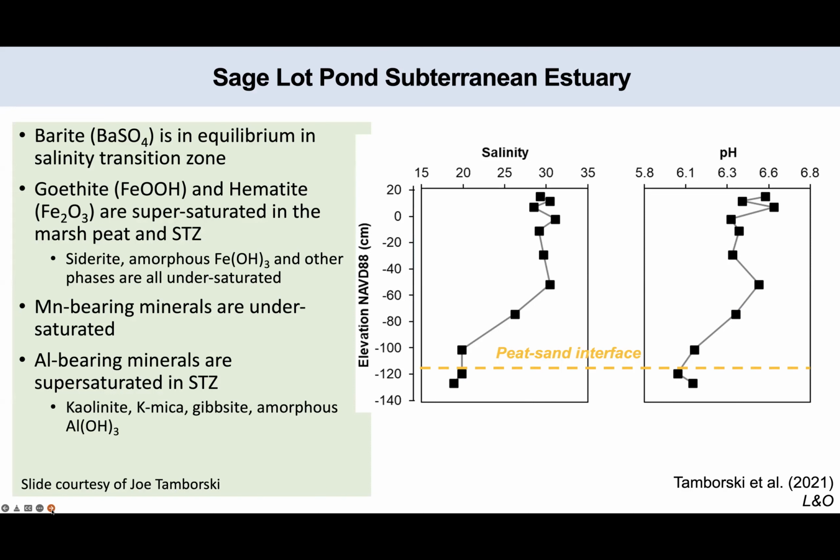I don't think we pulled out exactly that region where it looks like there's large iron removal compared to the peat, because in some portions of the subterranean estuary, we're actually seeing what looks like iron release. And so I think that we'll dig into that a little bit more. And then obviously manganese minerals are undersaturated, which is allowing manganese to be in solution.